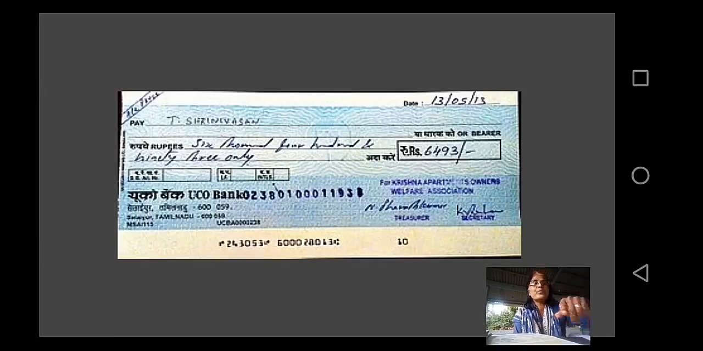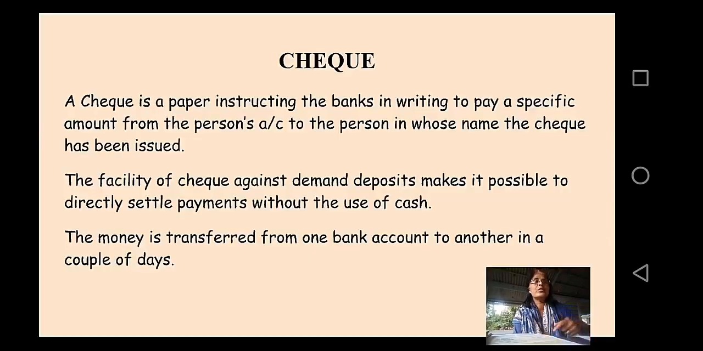So from the checkbook, you are taking a leaf, a check leaf, and you're giving it to the other person with whom you have done a transaction. Suppose I have purchased goods worth rupees 6,493. I am not giving that individual liquid cash. Instead, I am using this check leaf. So now here you have the definition of what is a check leaf.